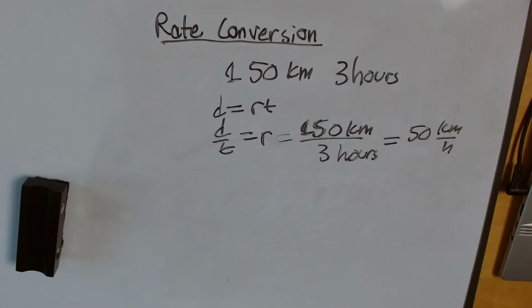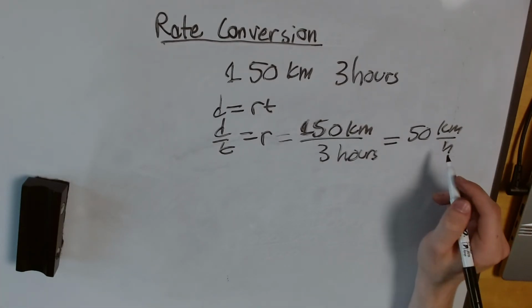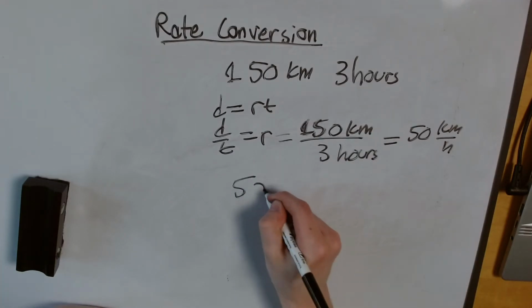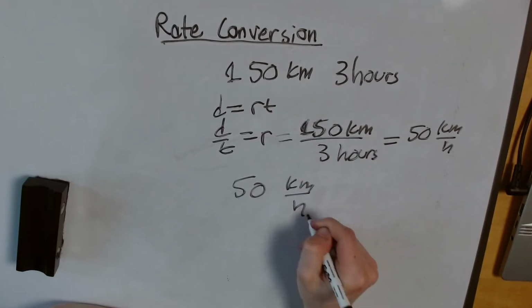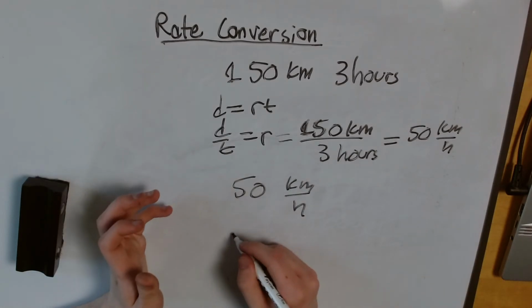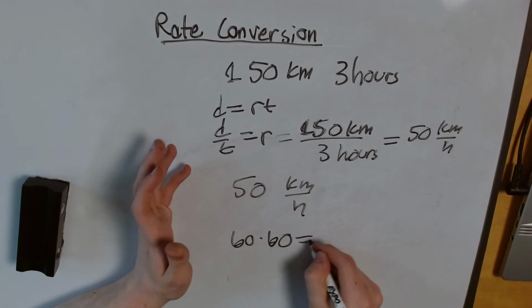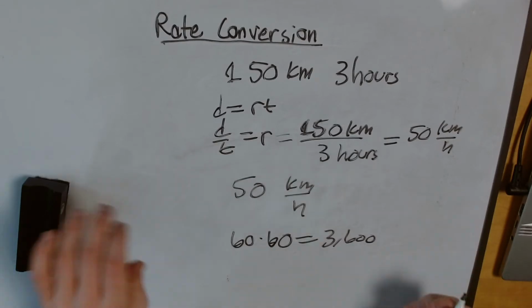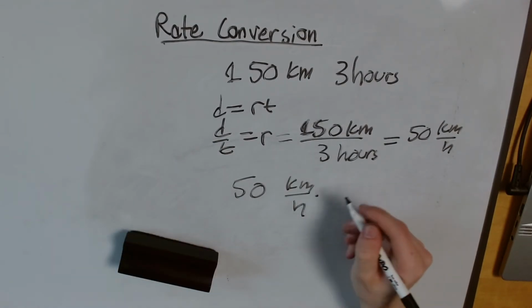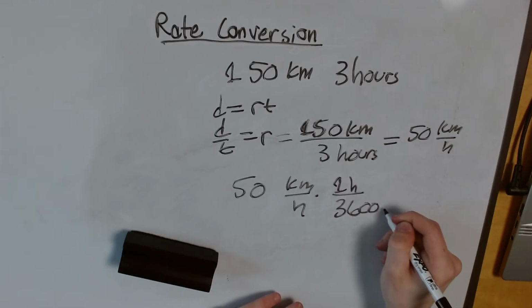But say I wanted to know what my rate was in kilometers per second. What am I going to do then? Well, I'm going to need to get rid of these hours and convert it back into seconds. So, 50 kilometers an hour. And as we learned from the previous problem, there are 3,600 seconds in an hour, because there are 60 seconds in every minute, and there are 60 minutes in every hour. So now we multiply that by 1 hour over 3,600 seconds.